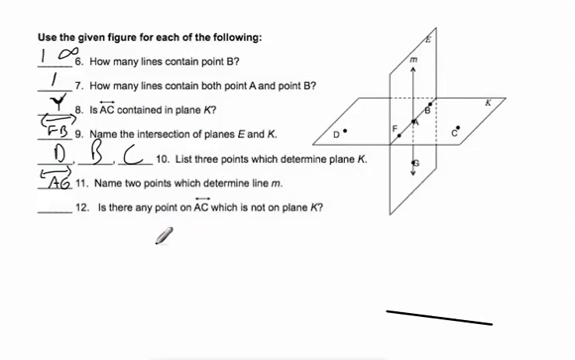Is there any point on line AC that is not on plane K? Well, no, we just identified in number 8 that line AC is contained in plane K. And if something is contained in a plane, it means that every point in that figure is also on the plane. So that would be a big no.